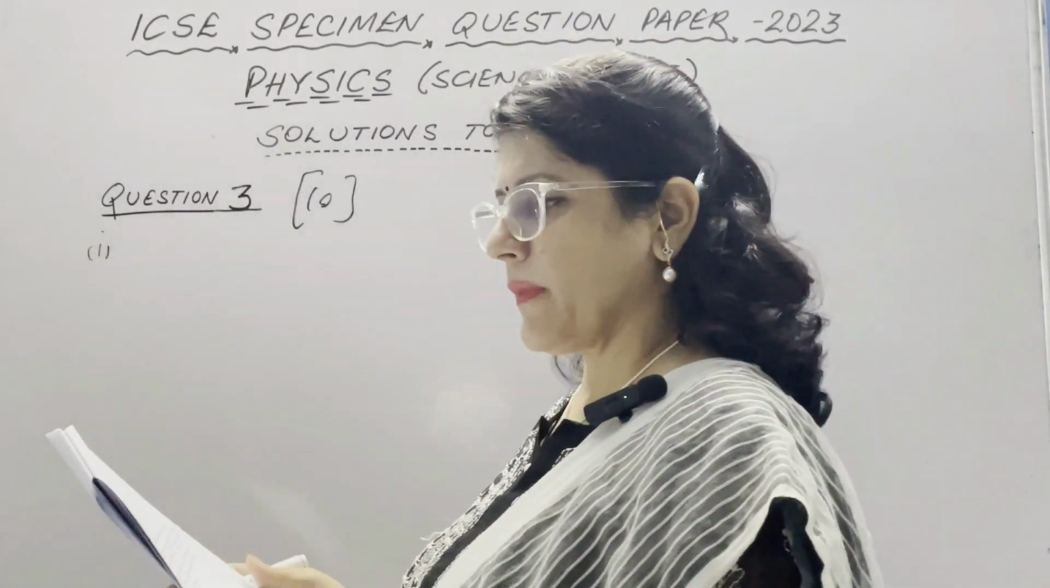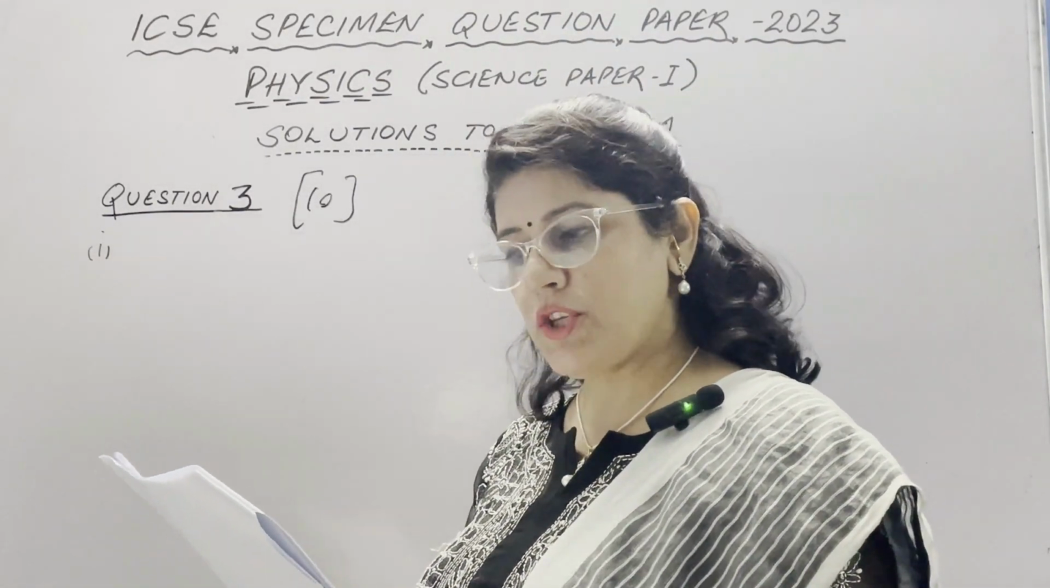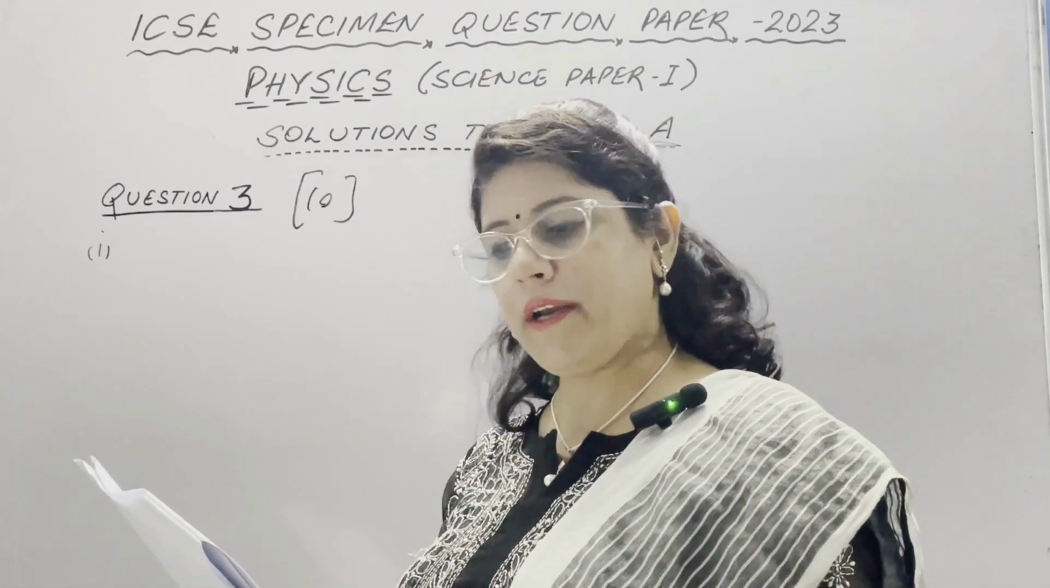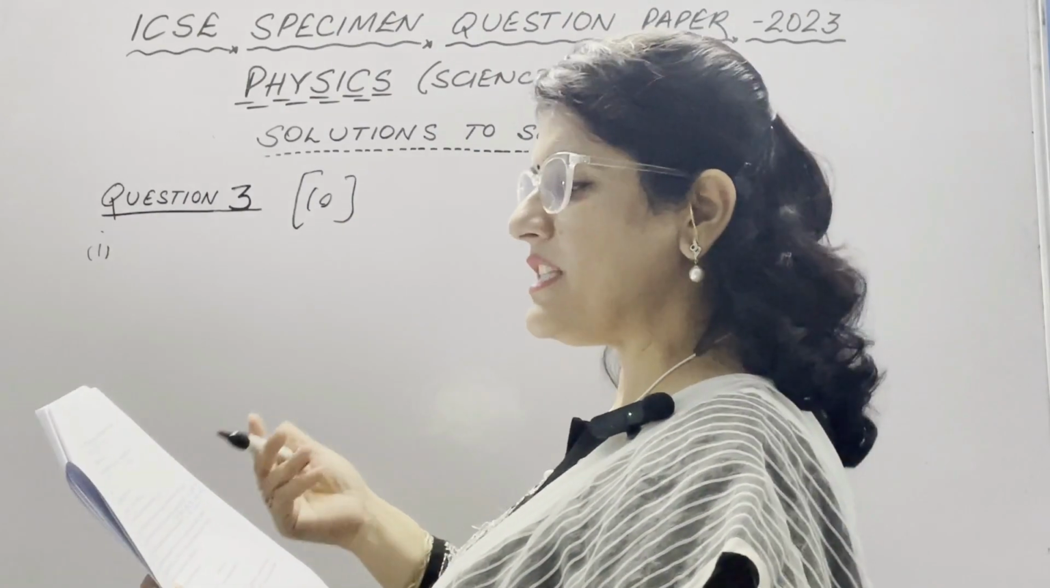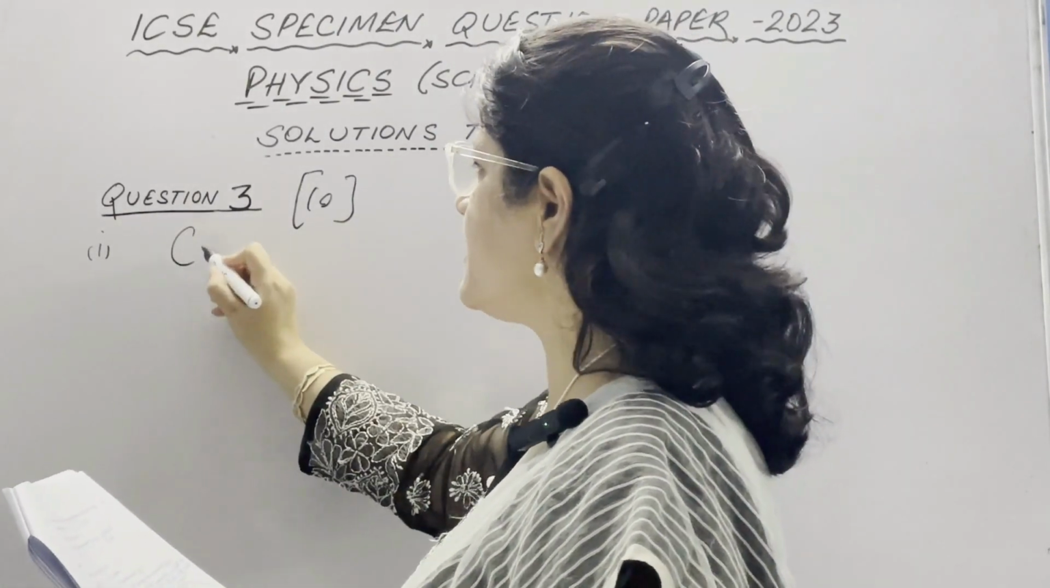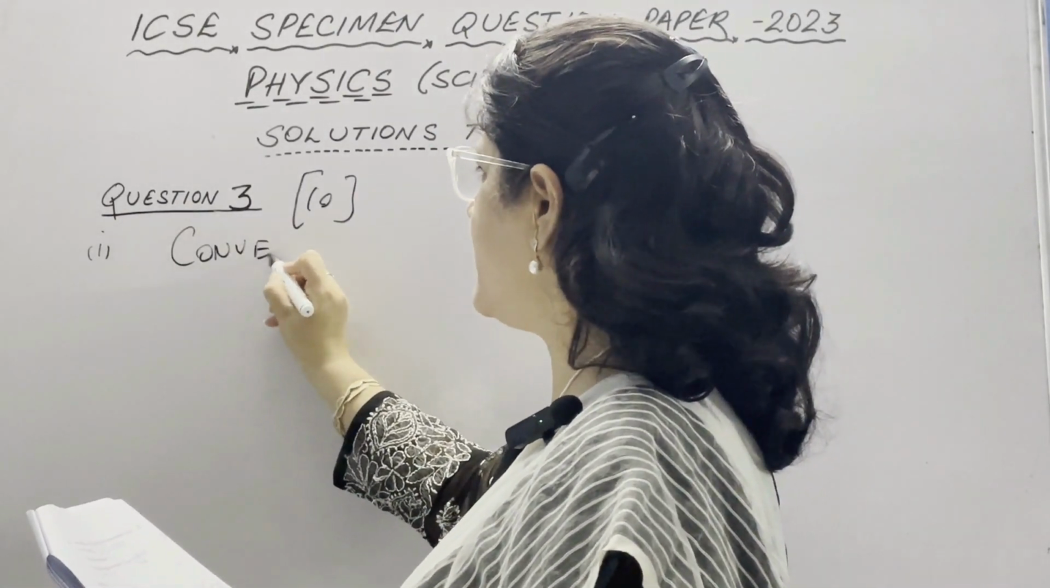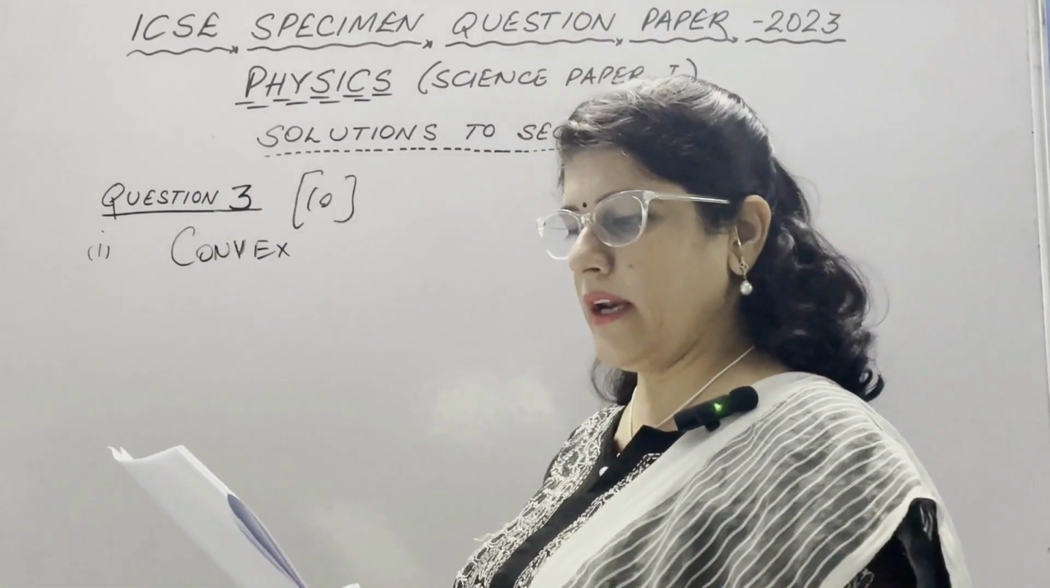In first part, a lens can form an image on the screen. We all know that image obtained on the screen means it is a real image. So, the lens which forms real image, name the lens. It is convex lens. It is convex lens which forms real image.